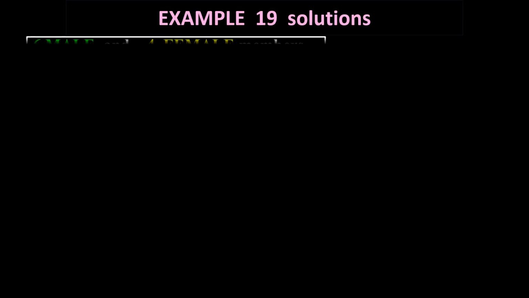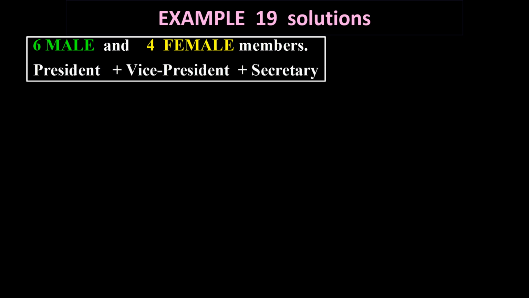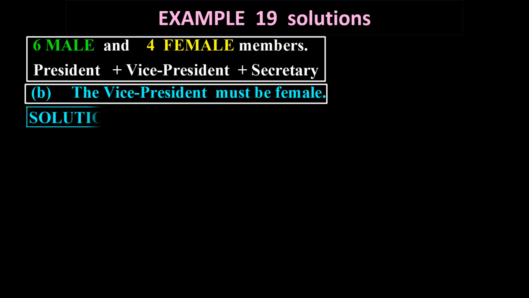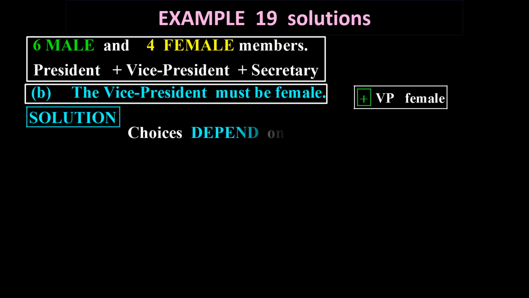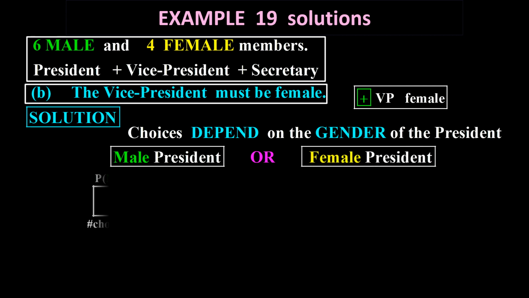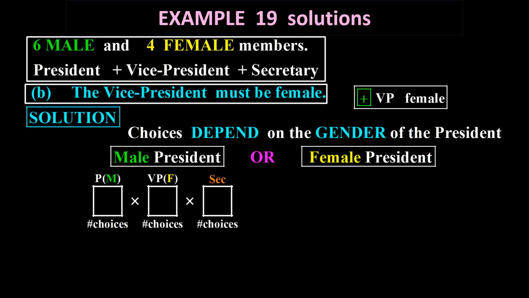Now let's consider the second question. In this question there's a restriction. It says the vice president must be female. So we then have choices here, and these choices depend on the gender of the president. Let's see what we mean by that. We can have a male president or a female president, so we have to look at those 2 situations. If I have a male president, the vice president then has to be female, according to that restriction, and then we have to choose the secretary.